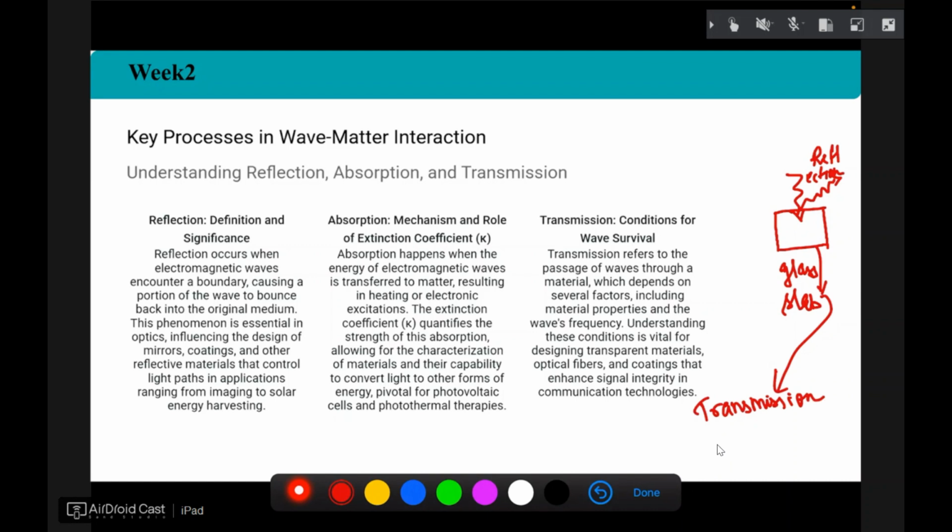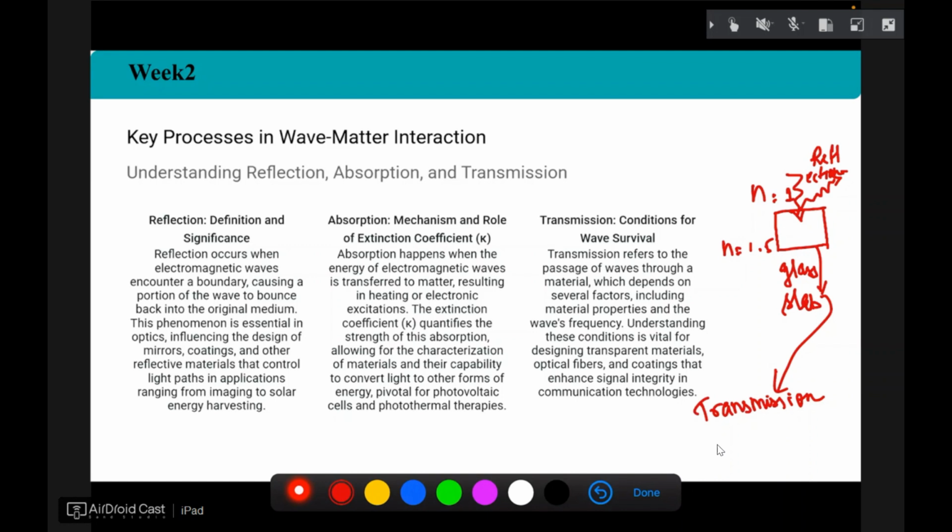So when does reflection happen? Reflection occurs when electromagnetic waves encounter a boundary, causing a portion of the wave to bounce back into the original medium. Here it was air, and here n is equal to 1.5. Then some part of the wave is reflected back into the air, the original medium. This phenomenon is essential in optics, influencing the design of mirrors, coatings, and other reflective materials that control light paths in applications ranging from imaging to solar energy harvesting.